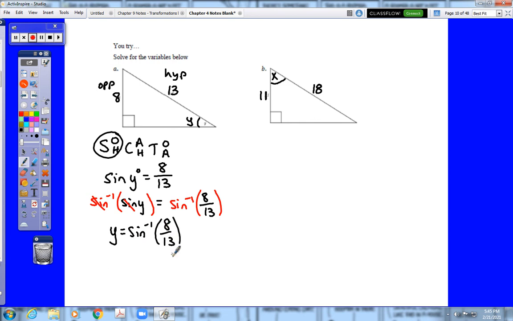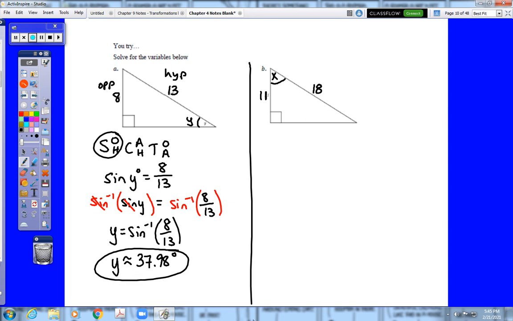Type that into your calculator. Second sine, 8 divided by 13. And we get y is approximately 37.97. We'll make it 38 degrees because the next digit's a 9 as well. And again, if you rounded it differently, 38 degrees would have been acceptable, 38.0 degrees would have been acceptable.